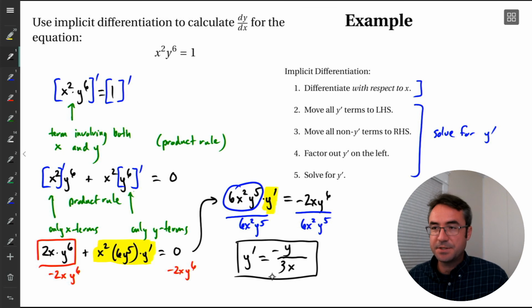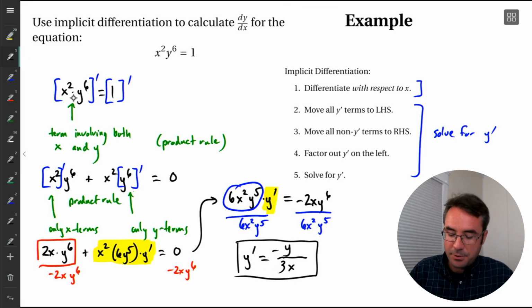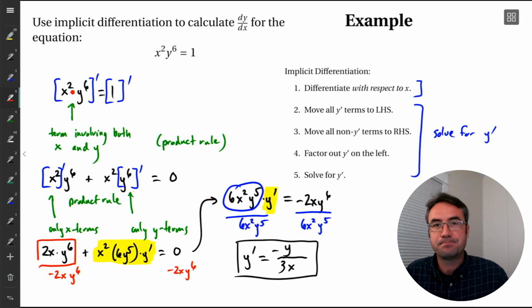And so we've used this implicit differentiation technique. And really, this example is showing us what to do if we have a term involving both x's and y's. Here we had to use product rule because it was actually a product.